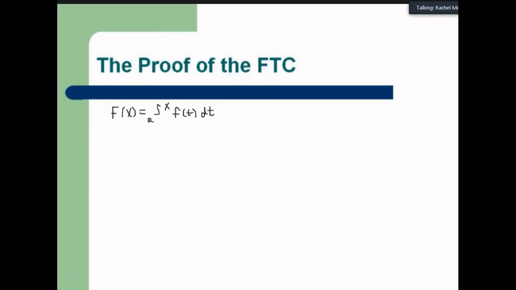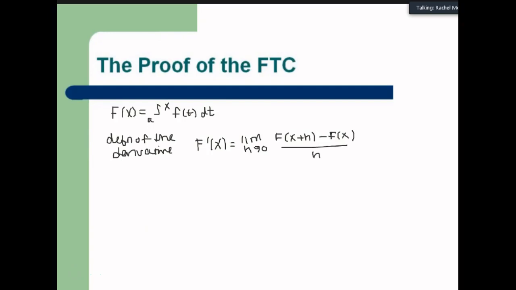Back when we first started our study of calculus, we learned the definition of the derivative. And the definition of the derivative was that F prime of x is equal to the limit as h approaches 0 of capital F of x plus h minus F of x all over h. That was the definition of the derivative way back in chapter 3.1.